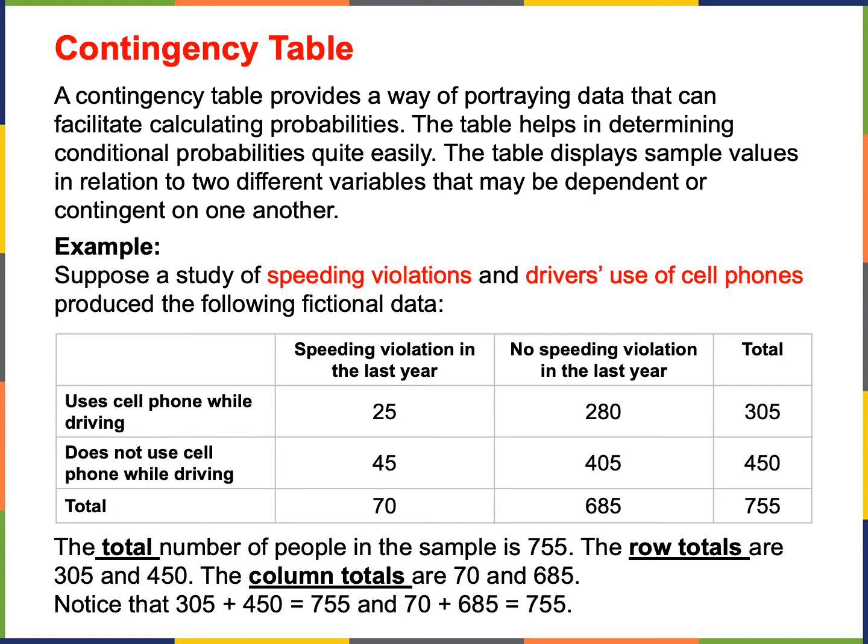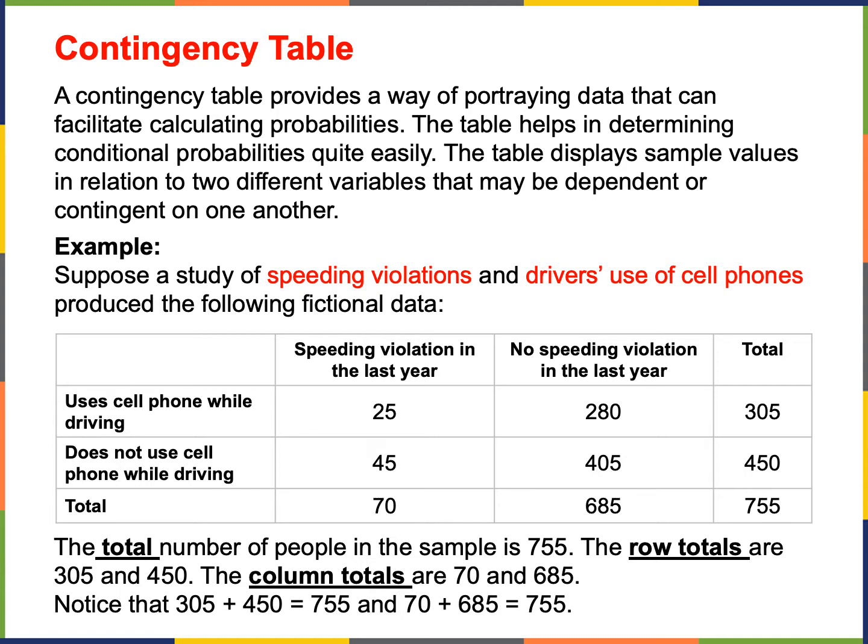Let's go ahead and define what a contingency table is. A contingency table is just a way of portraying data that makes it easier to figure out the probability of whatever it is that you're trying to find out. It's also super helpful with finding conditional probabilities. The cool thing about a contingency table is that you can look at several variables at once. Basically you can ask a set of people different questions and gather information, and it's a really nice way to organize it.